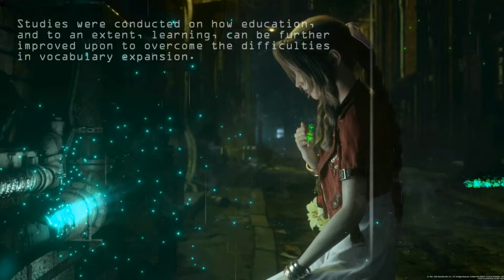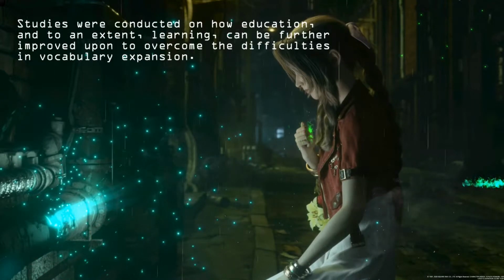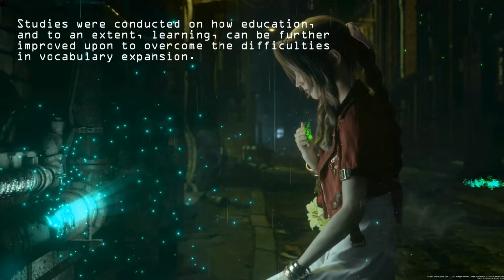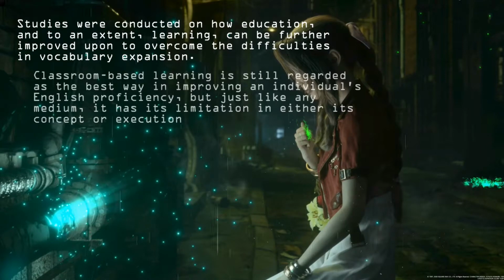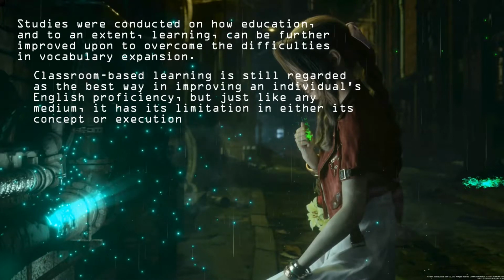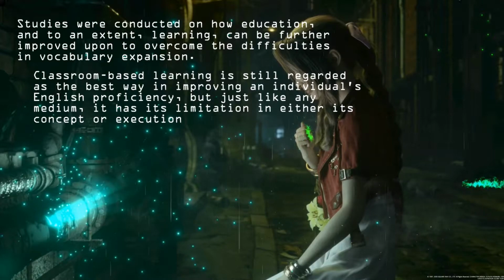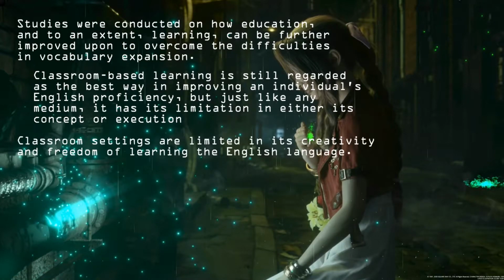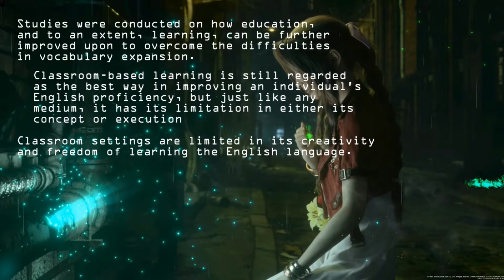Studies were conducted on how education and, to an extent, learning can be further improved to overcome the difficulties in vocabulary acquisition. Classroom-based learning is still regarded as the best way to improve an individual's English proficiency, but just like any medium, it has its limitations in either its concept or execution. Classroom settings are limited in their creativity and freedom of learning the English language.